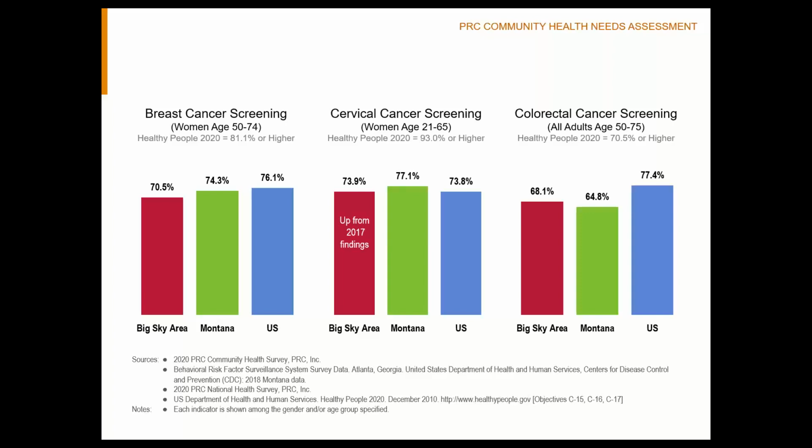It's also obviously important to consider cancer screenings or prevention activities, which if done regularly can lower cancer mortality. The PRC survey examined prevention behaviors for several cancer sites, and on the screen now I've got data for 3 of them: specifically mammograms or breast cancer screening for women aged 50 to 74, pap smears or cervical cancer screening for women aged 20 to 65, and colorectal cancer screening for all adults aged 50 to 75. And a positive note here is that our cervical cancer screenings are up from those 2017 findings, now at 73.9%.